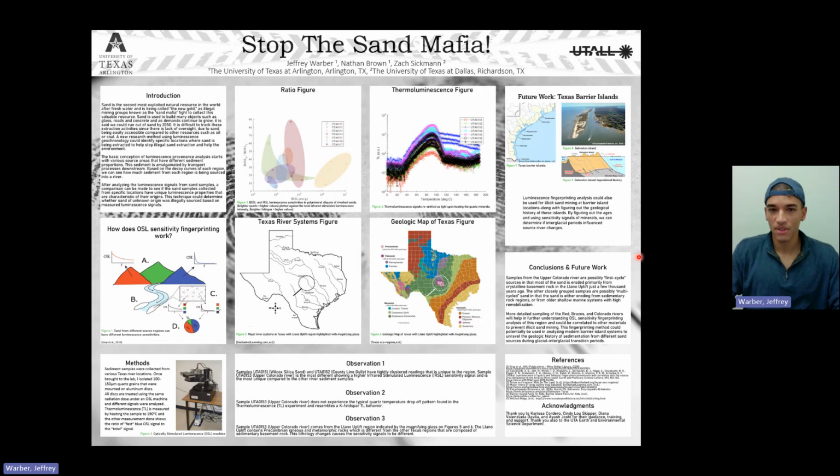So in conclusion, for this experiment, samples from the upper Colorado River are possibly first cycle sources in that most of the sand eroded from the Llano uplift, and then the other samples are multi-cycled from sedimentary rock regions. And more detailed sampling of the Red, Brazos, and Colorado rivers would help further understand OSL sensitivity fingerprinting.